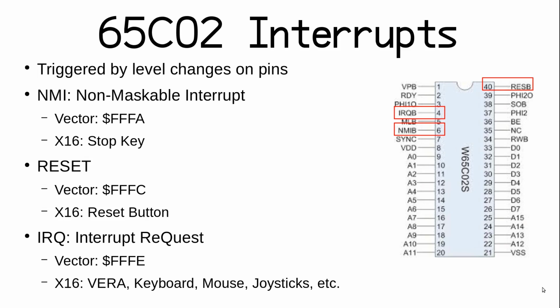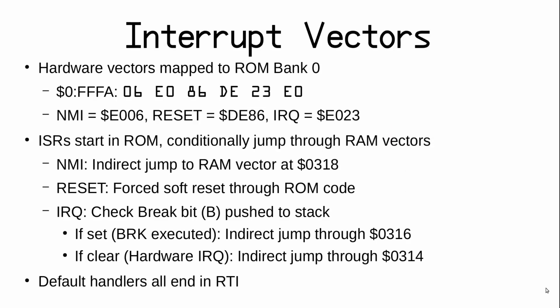This includes hardware interrupts tied to pin 4, as well as software interrupts triggered by the BRK instruction. The X16 ties VERA audio and video, the keyboard and mouse PS2 ports, the joystick ports, and other hardware that needs to get on the data bus at specific times. The kernel IRQ handler does a fairly large number of things, but we can still add more to it, as we will see soon.